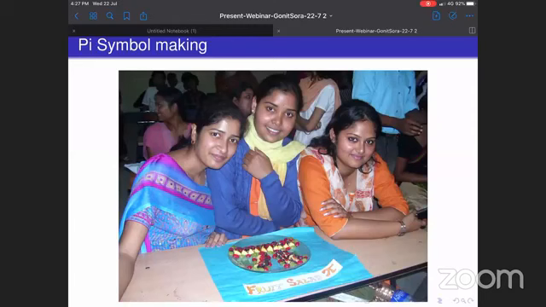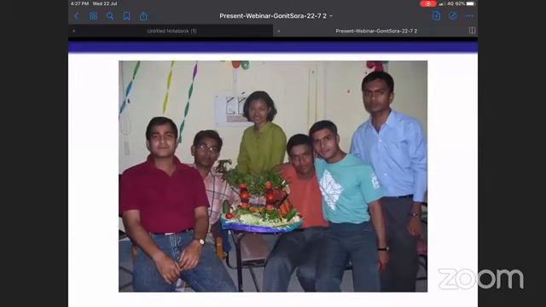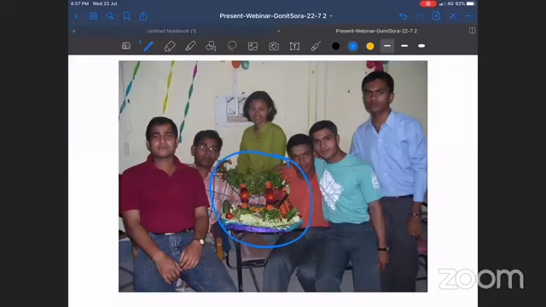this one was made up of fruits, a fruit pie. And this is a flower pie made of flowers. Then we had an abstract pie. Then we had a salad pie. So you see that this is the symbol pi and this is made up of salad.